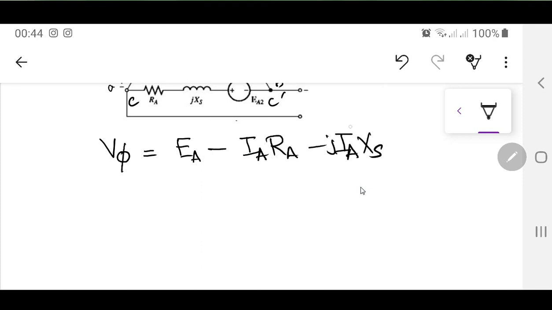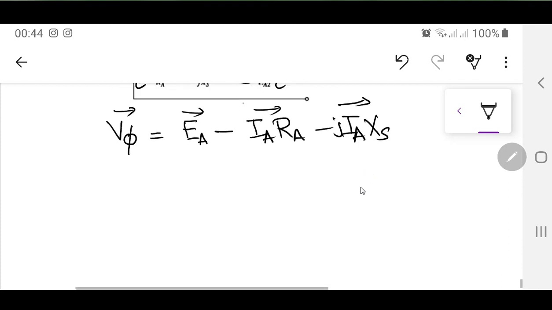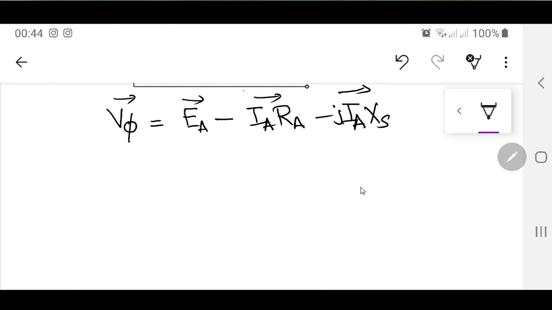It's totally up to you. You want to write the XS term first or whatever. Now, if I even miss these arrowheads from now on, please pardon me for that. Maybe you can add it yourself.